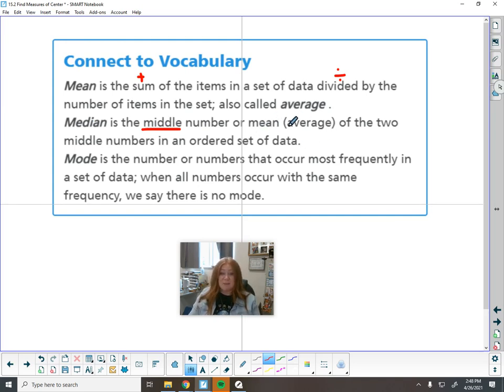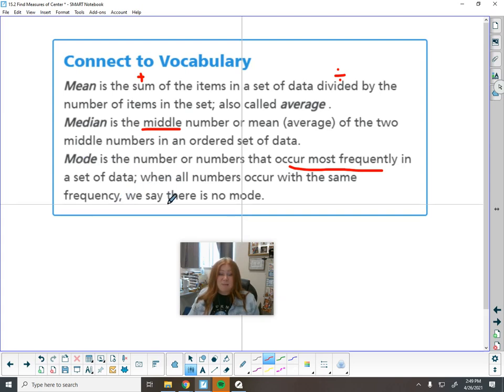We'll do some examples where sometimes you have two numbers, there's not just a perfect middle one, and you've got to find the middle of the middle numbers. And our mode is just the one that occurs most often. It's going to be the highest up on your data plot. And sometimes you can have more than one mode. You'll only ever have one mean, one median, but you can have more than one mode.